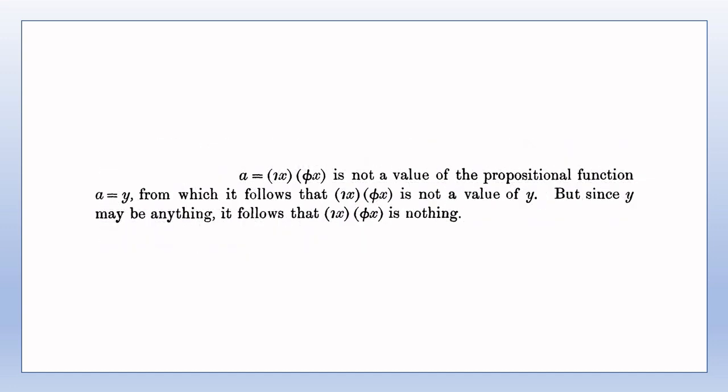On page 70 we see the passage, a equals the so-and-so is not a value of the propositional function a equals y, from which it follows that the so-and-so is not a value of y. But since y may be anything, it follows that the so-and-so is nothing.